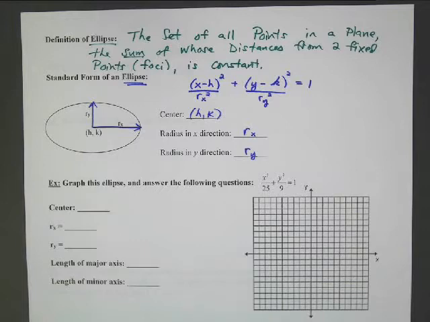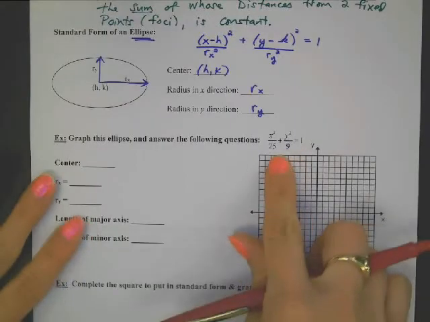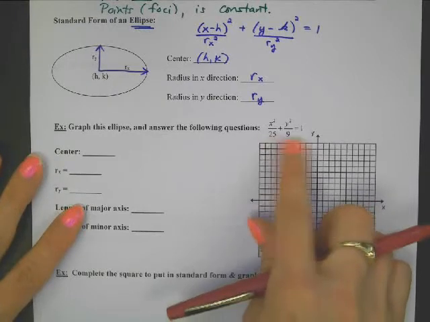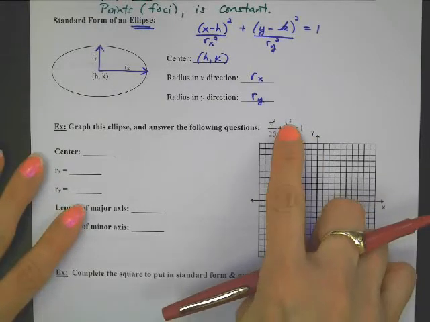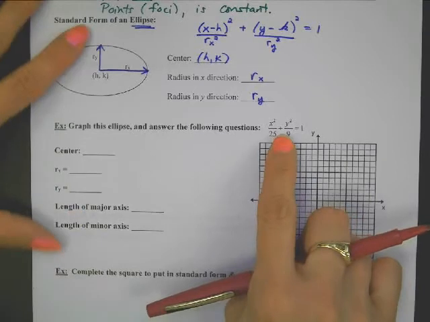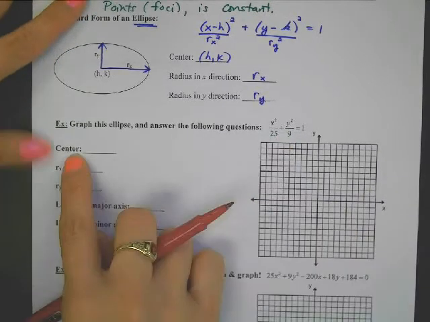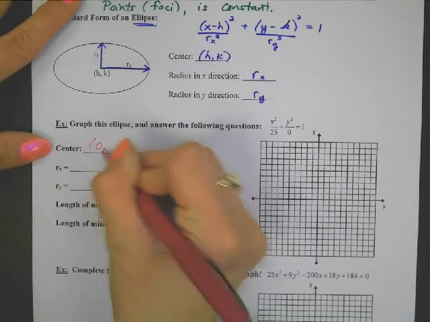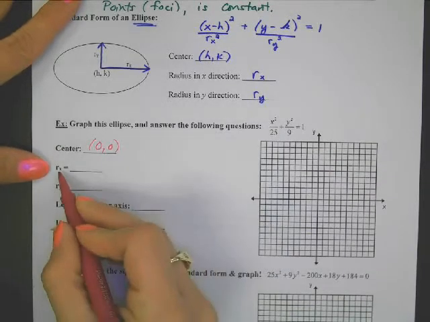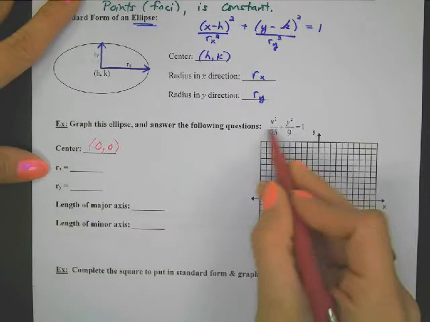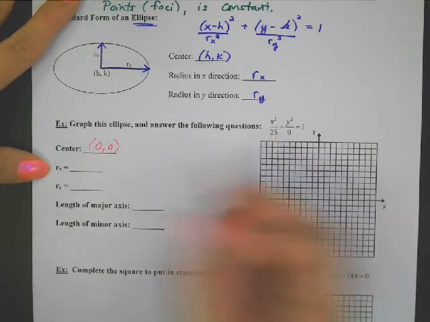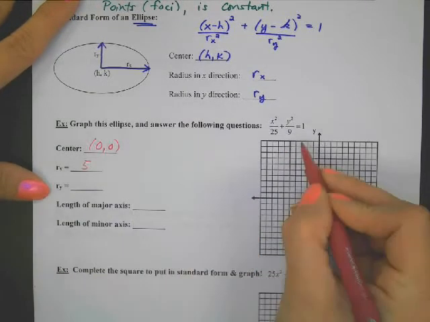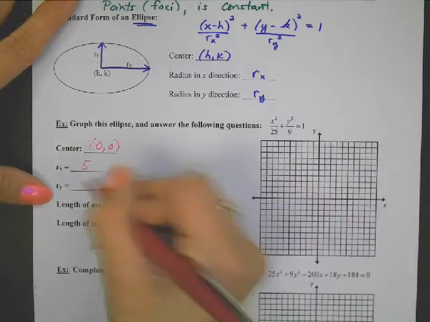Okay, let's take a look at this first one here. Maybe you can tell me what you notice. First of all, this is already in standard form, equals 1. They're both squared, and there's a plus sign. So this is an ellipse. The center, since there's no numbers there, is at 0, 0. R sub x, the radius in the x direction, make sure you square root, would be a 5. And r sub y, since that's squared, would be a 3.